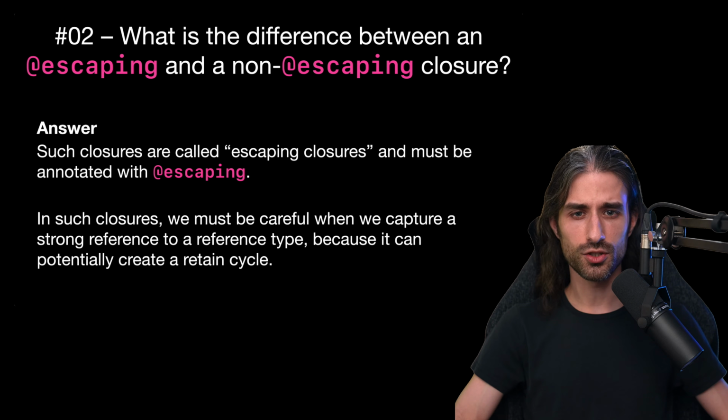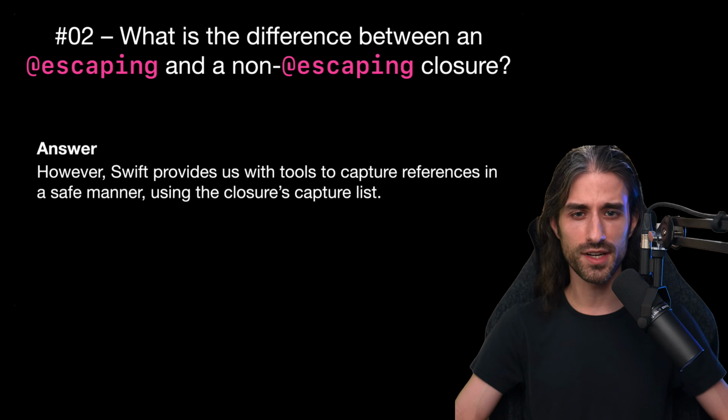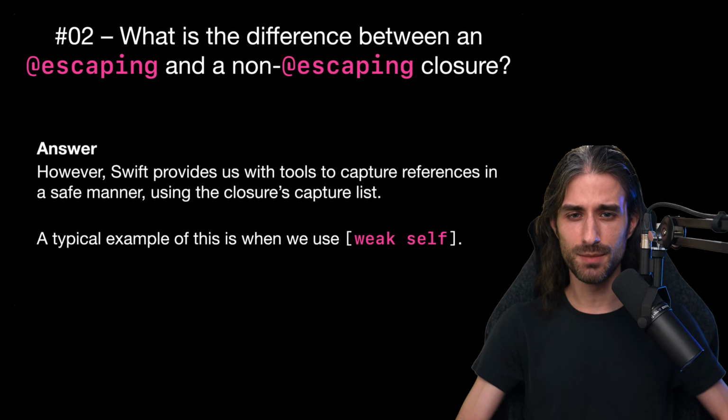And inside such closures, we must be very careful whenever we capture a strong reference to an instance because these are the kind of closures that have the potential for creating a retain cycle. However, Swift does provide us with the tools to capture references in safe manners inside such closures by using the closure's capture list. A typical example of this is when we capture a weak reference to self inside a closure that will be directly or indirectly also stored in self.